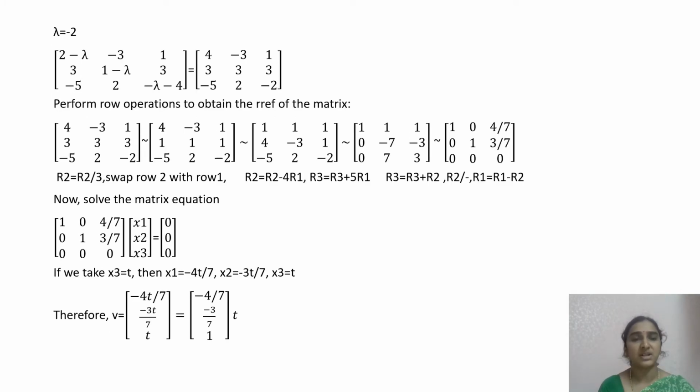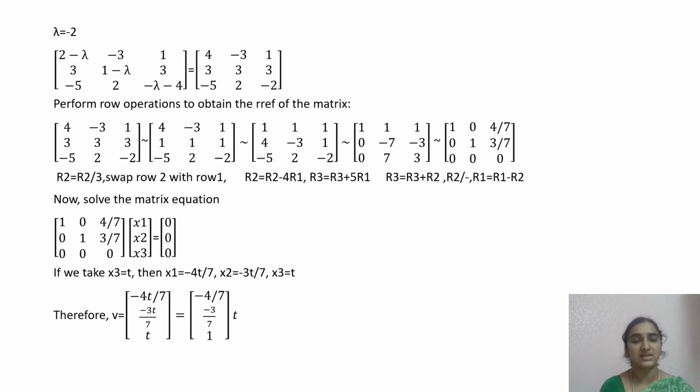Let us find the eigenvector for the eigenvalue lambda = -2. Consider the matrix [2 - lambda, -3, 1; 3, 1 - lambda, 3; -5, 2, -4 - lambda]. Substitute lambda = -2. The resultant matrix would be [4, -3, 1; 3, 3, 3; -5, 2, -2]. Perform row operations to obtain the row reduced echelon form of the matrix. The resultant matrix would be [1, 0, 4/7; 0, 1, 3/7; 0, 0, 0].